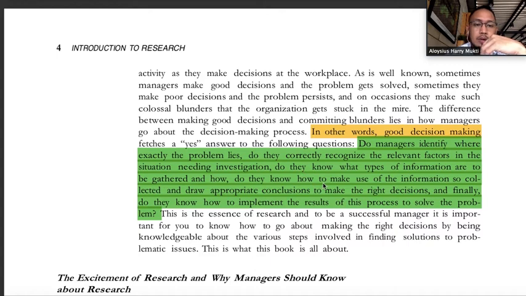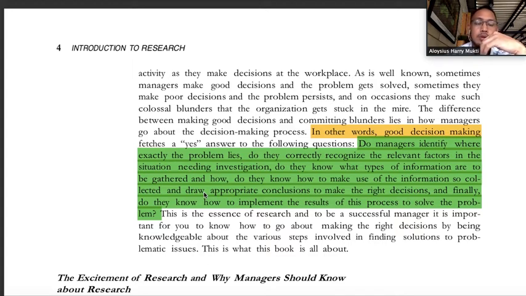Do they know how to make use of the information? So collect it and draw appropriate conclusions to make the right decisions. Do they know how to make use of the information and collect it? So don't forget to collect every research journal and every research article related to our title. If we are discussing the board of commissioners and stock price, those will be the two major types of issues that we are going to collect.